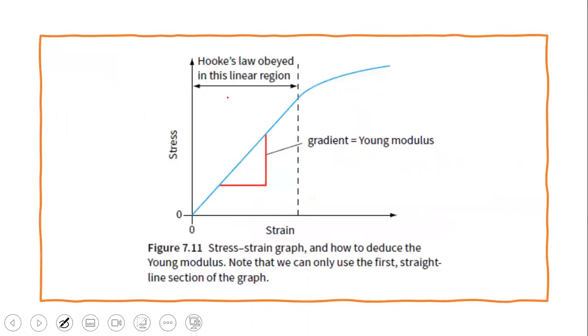Do I have this graph? Yeah. What is going to be Young modulus? First of all, this is the graph of stress and strain. Okay, this is the graph of stress and strain. And as you can see over here, we have stress on the y-axis and strain on the x-axis.